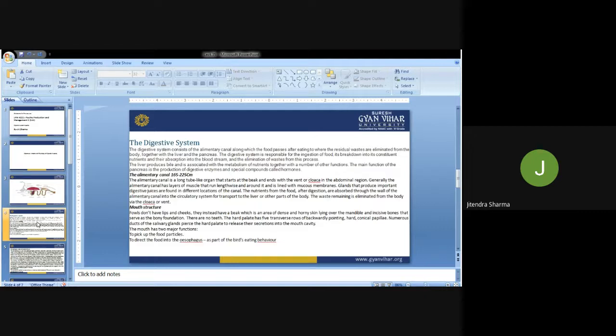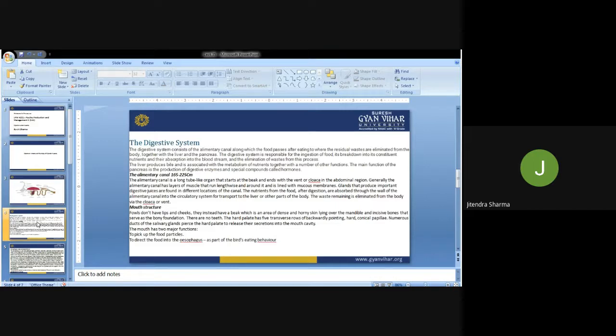Mouth structure. Fowl don't have lips and cheeks because they belong to the group Neornithes. They don't have teeth. Instead they have a beak, which is an area of dense and horny skin lying over the mandible and incisive bones that serve as the bony foundation. There are no teeth. The hard palate has five transverse, backward-pointing hard conical papillae, and numerous ducts of salivary glands pierce the hard palate to release their secretions into the mouth.